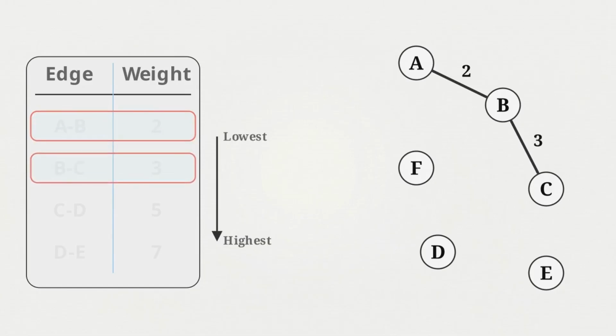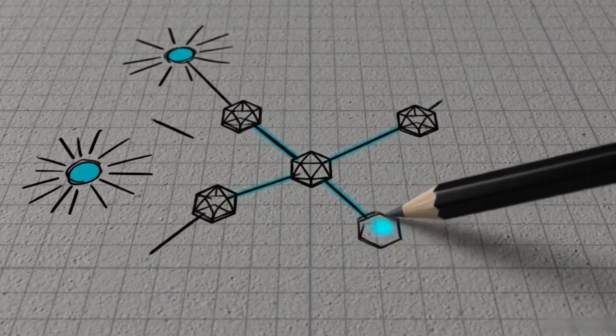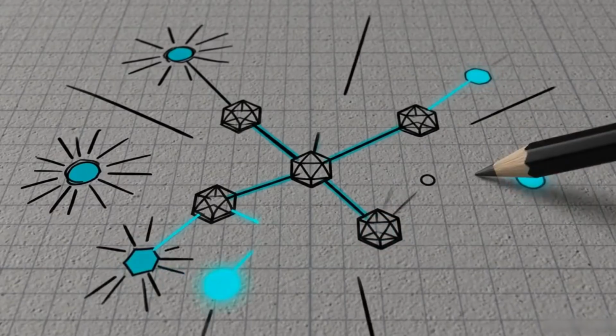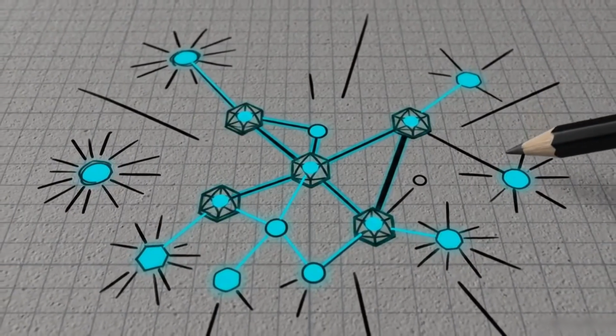We move exactly 1 slot down the table. The next lowest is BC, carrying a weight of 3. This edge is added to the graph. Next is CD, weighing in at 5. We pull it from the list and add it to the board. Following the list in order builds the network 1 piece at a time. However, as edges are added, the risk of creating redundant connections increases.